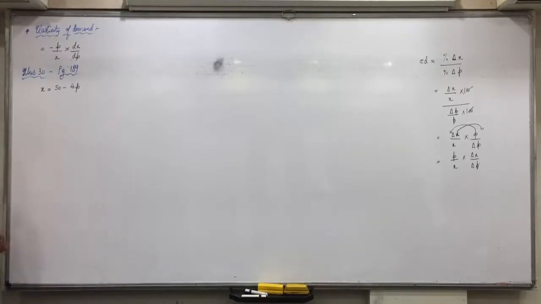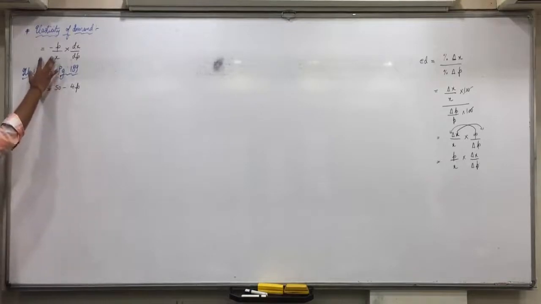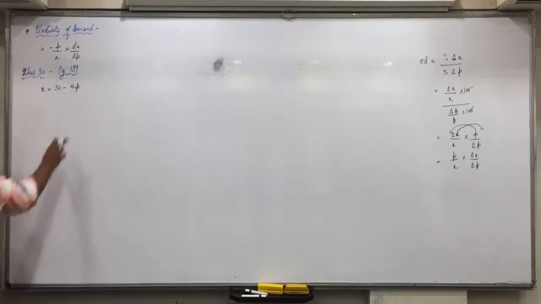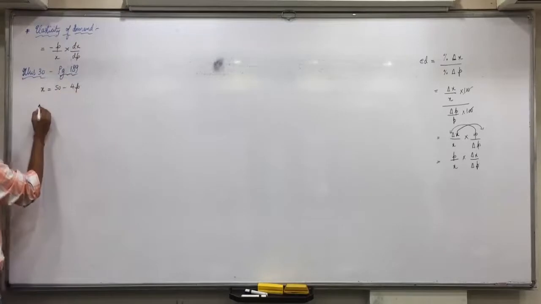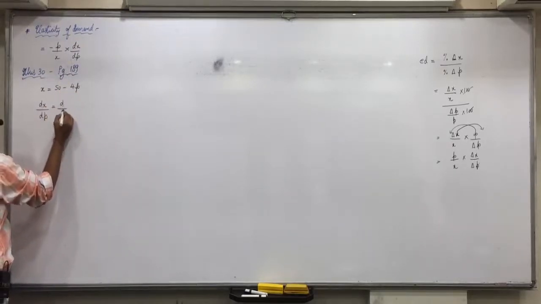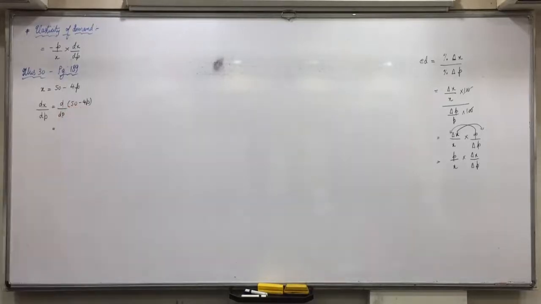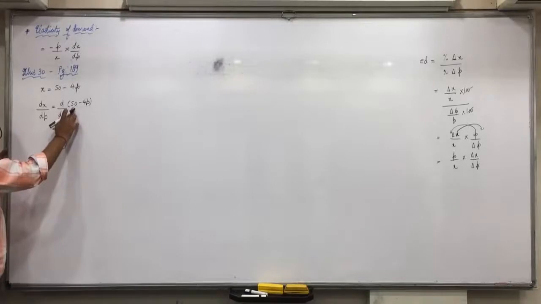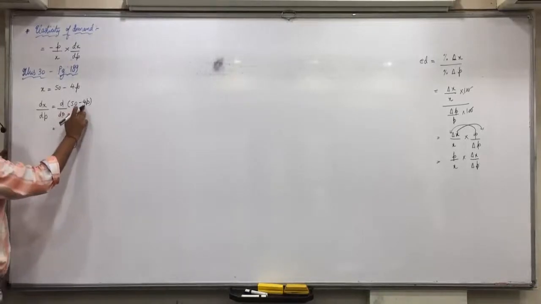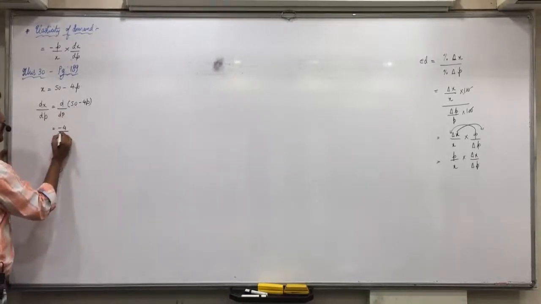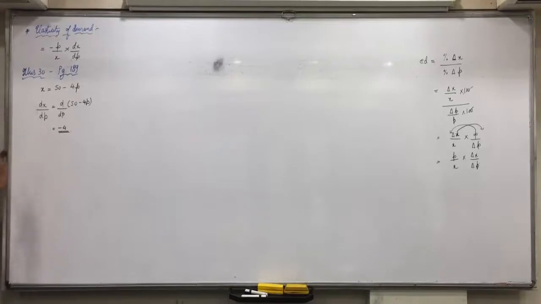Understood this? So straight away we will apply this formula, but first we require dx upon dp. dx upon dp equals d upon dp of 50 minus 4p. Any doubt in this? Now 50 becomes 0 and minus 4p becomes minus 4. Now we can apply the formula of elasticity.